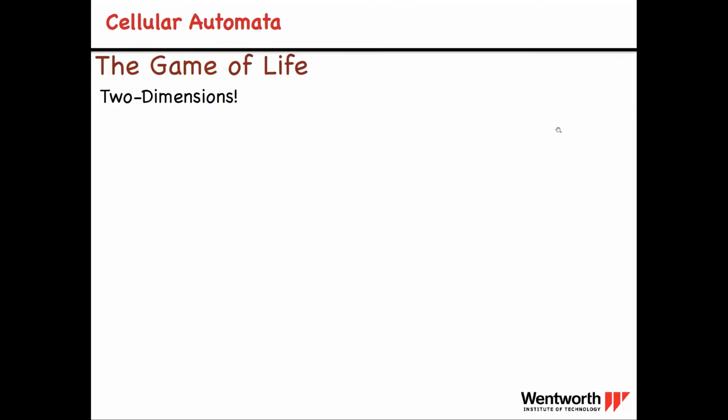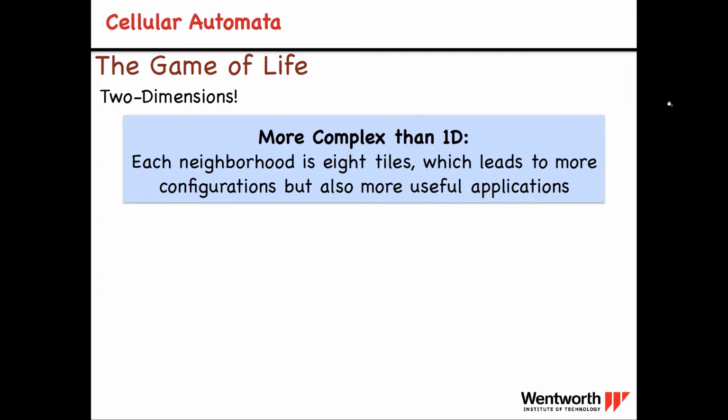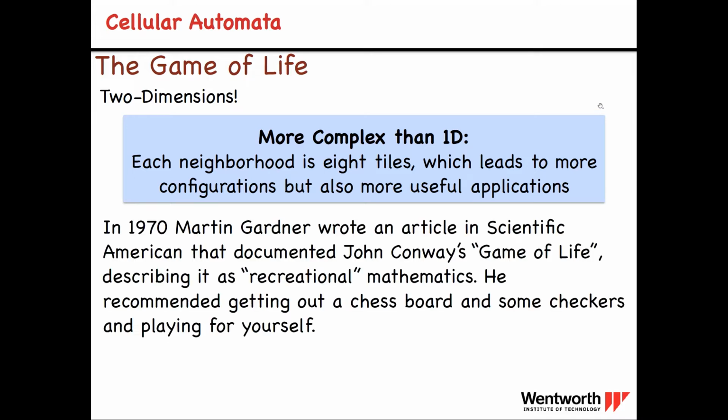So let me talk specifically about that. The big thing about Conway's Game of Life is it's 2 dimensions. So rather than having just a single row representing our CA, we are going to have essentially a matrix. You can think of it maybe like an image as well. Some of the code will be similar to the image processing stuff that we did as well. Now, the big thing here is, of course, it's more complicated than 1D. Every neighborhood is now 8 tiles, plus you have the center tile to make 9, and that leads to more possible configurations, but also more interesting or useful applications.